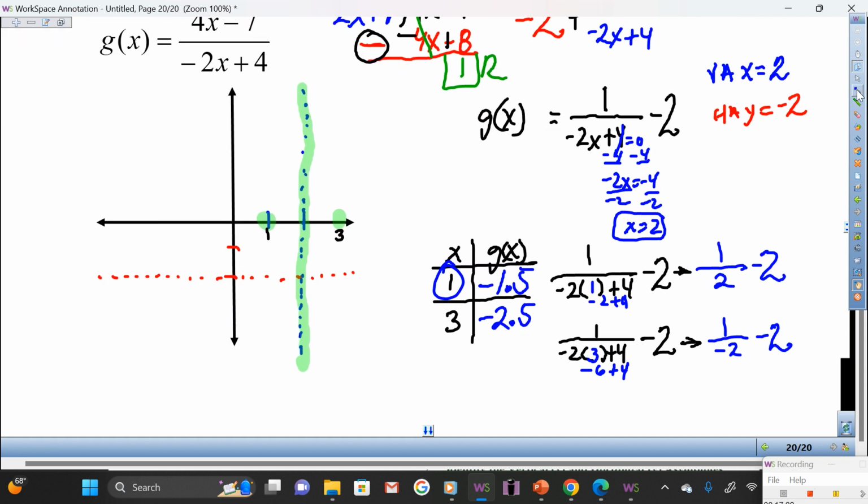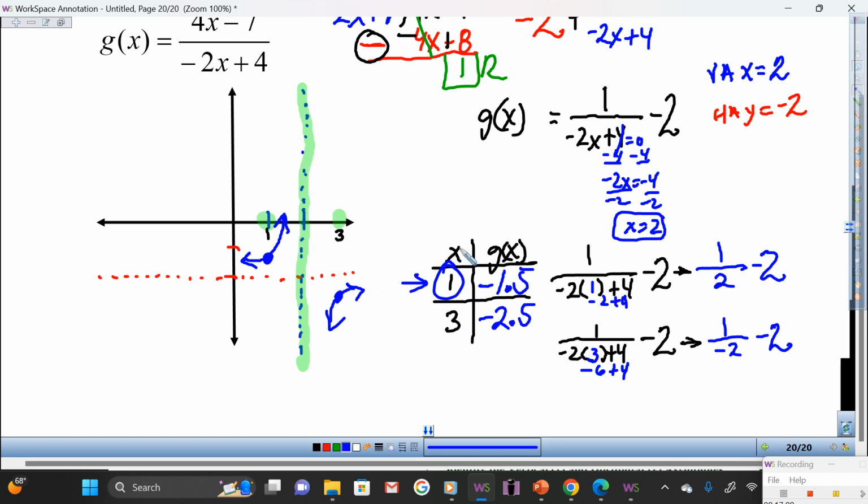All right, let's plot those. 1 and negative 1.5. 1, negative 1.5. It's about right there. 3, negative 2.5. 3, negative 2.5. And our graph. There you go. All right, from 1 to 5, I'll come for you with this. Yeah, 5 fours, 5 fours.